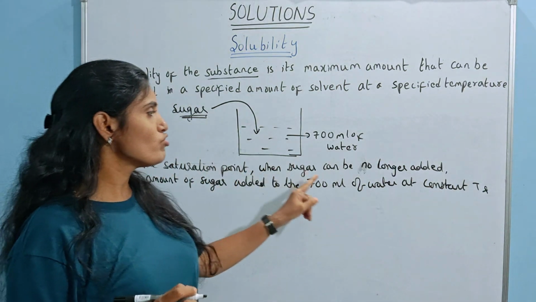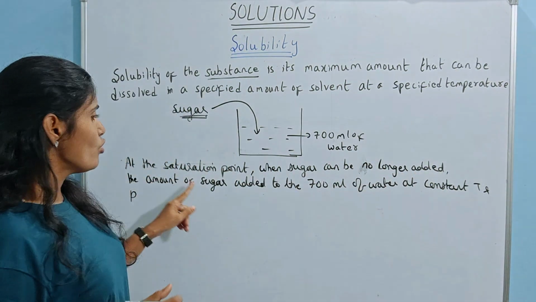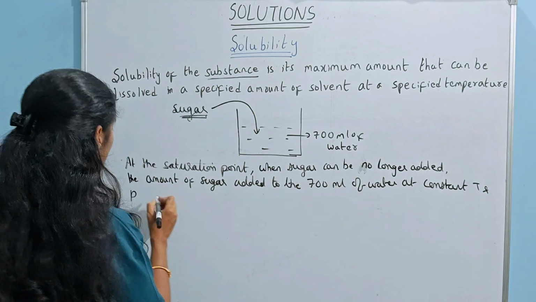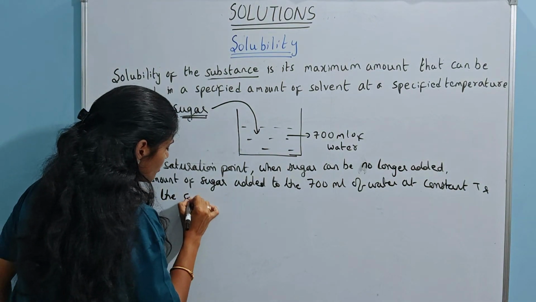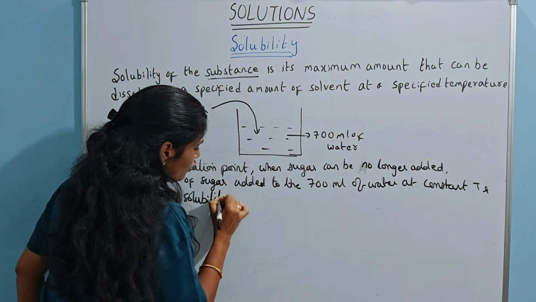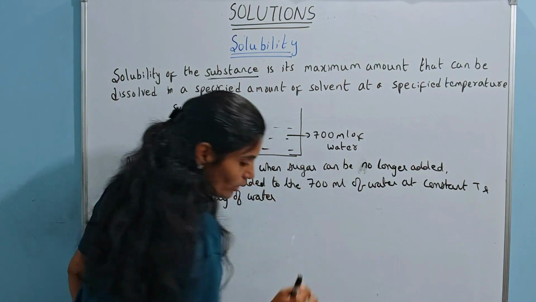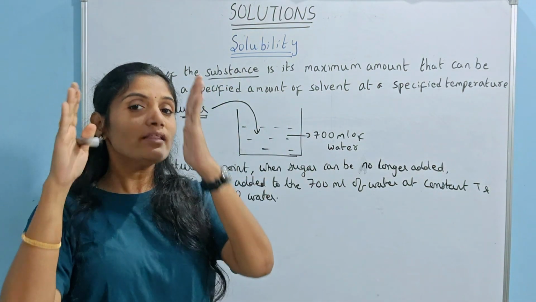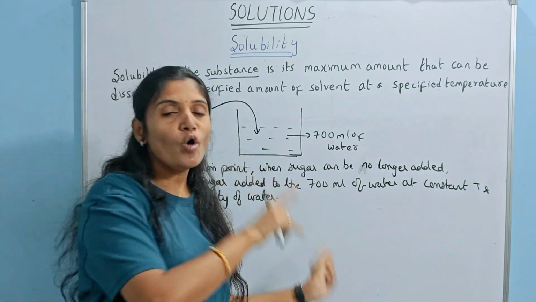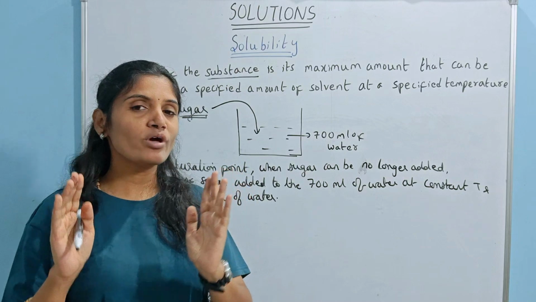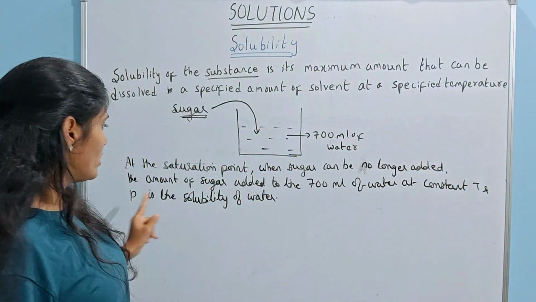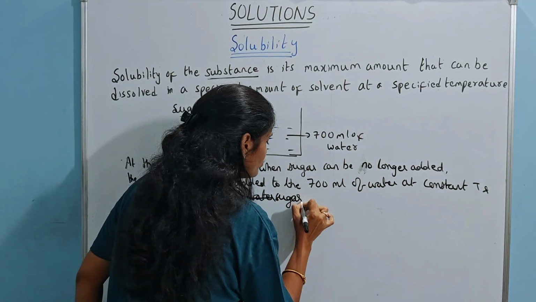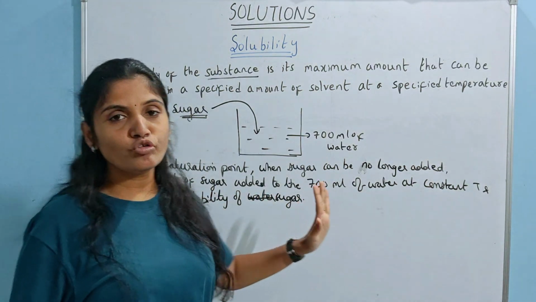At the saturation point, when sugar can be no longer added, the amount of sugar added to the 700 ml of water at constant temperature and pressure is the solubility of sugar. I hope this is clear for you. At the point where no more sugar can be added to the water, how much sugar has been added to the water at constant temperature and pressure is the solubility of sugar. That will decide the solubility of sugar.